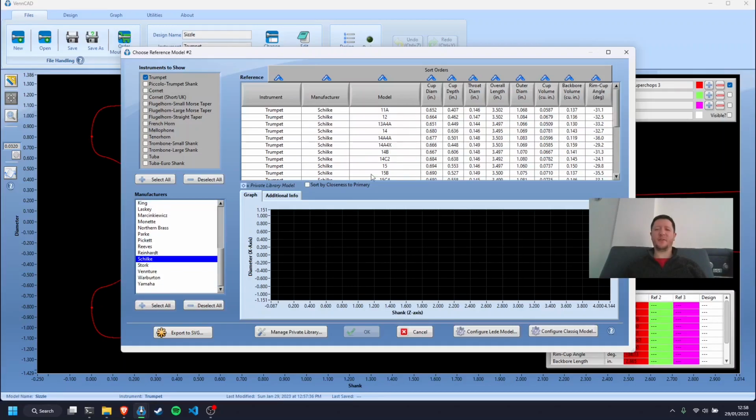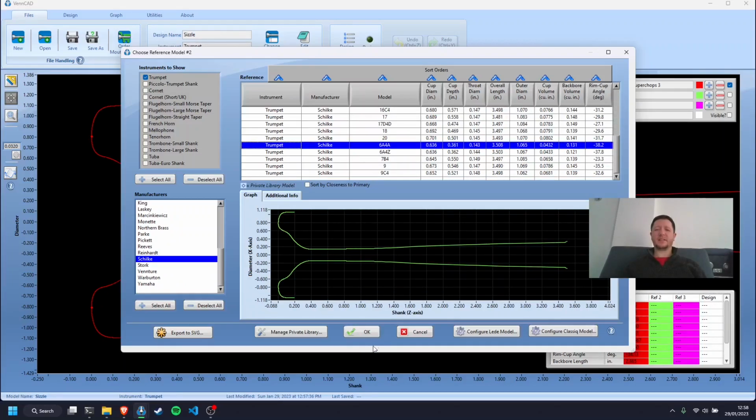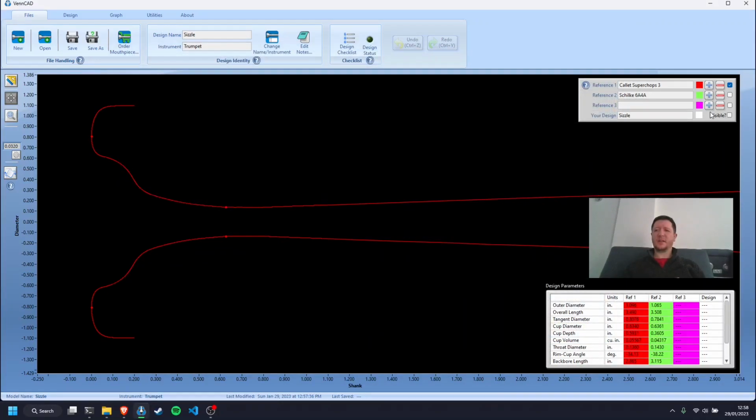Schilke 6 A4A. Now, the interesting thing about these scans is that Doug's got some unique equipment for scanning mouthpieces, and I don't want to get this wrong, but I'm pretty confident that he told me that when he scans a mouthpiece, he gets about 40,000 points of data as he scans it, and so the scans are incredibly accurate.